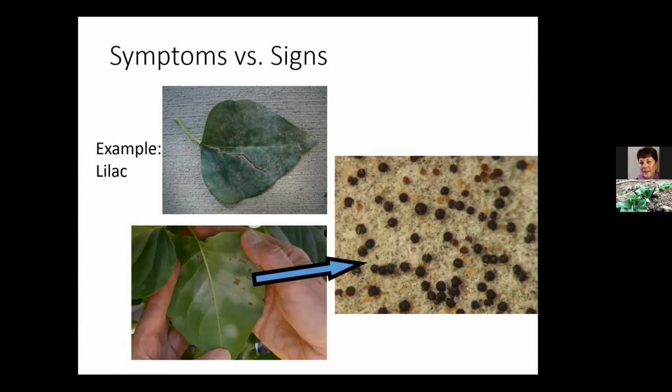Once the temperature warms up, we get a little bit of moisture, the plants start leafing out, and these structures called cleistothecia will open up and eject spores that can land on the leaves and start the infection cycle all over again.